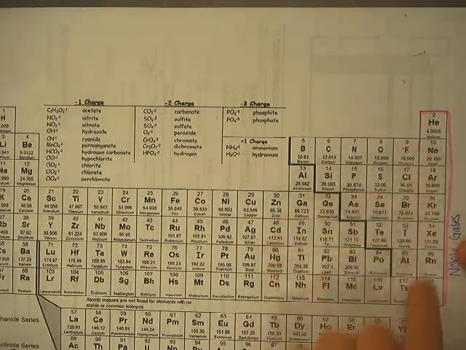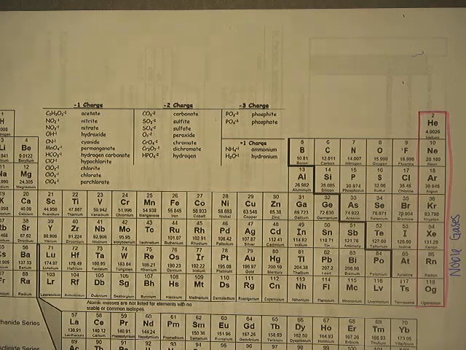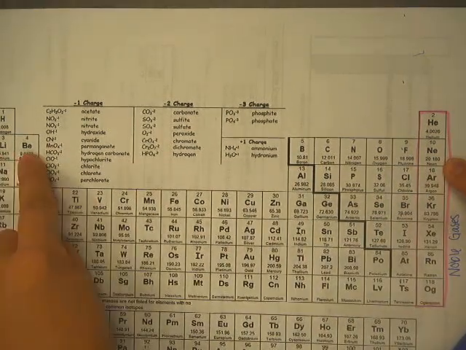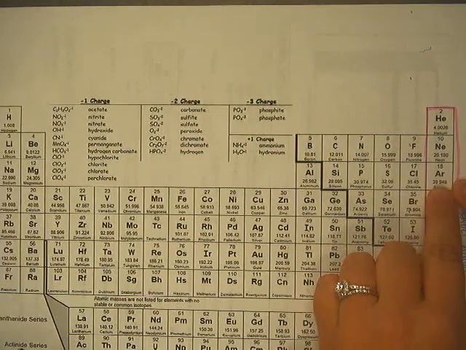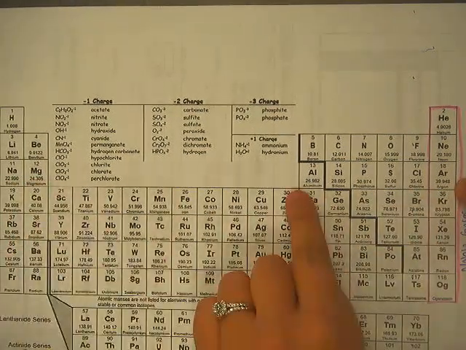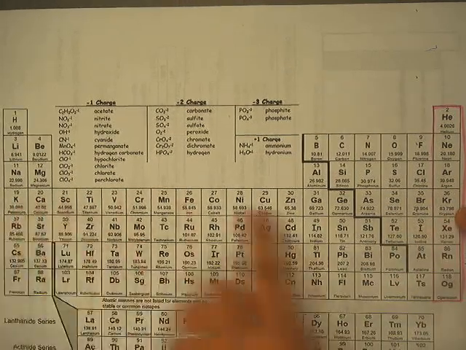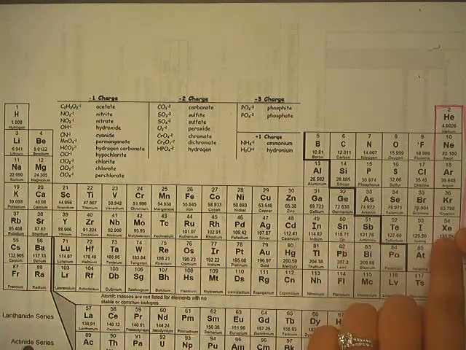So your noble gases all have an electron configuration that ends in P6 at that specific energy level. If we take neon, for example, we'll skip helium since that one's kind of a weird one. If we start with neon, neon's electron configuration would end with 2s2, 2p6. And then argon's electron configuration would end with 3s2, 3p6. And krypton's electron configuration would end with 4s2, 4p6. And xenon's would end with 5s2, 5p6.